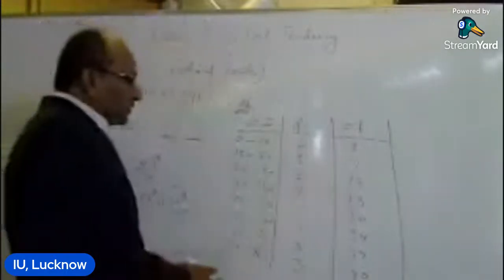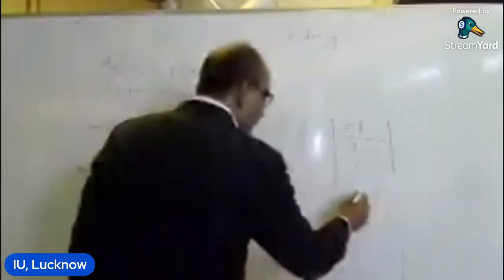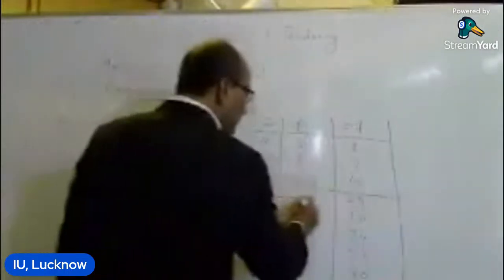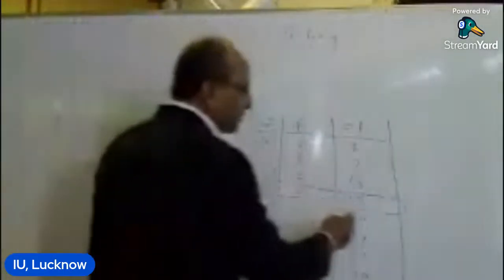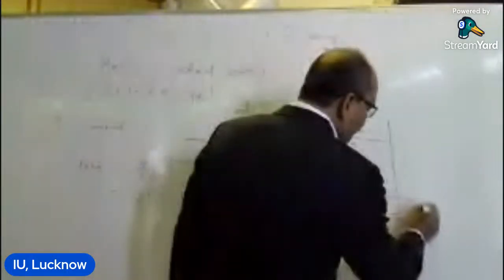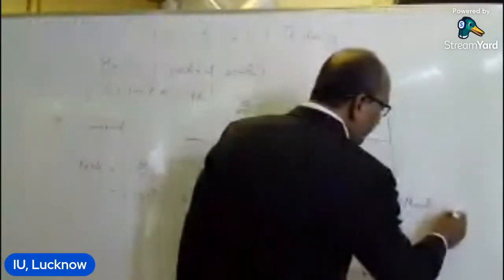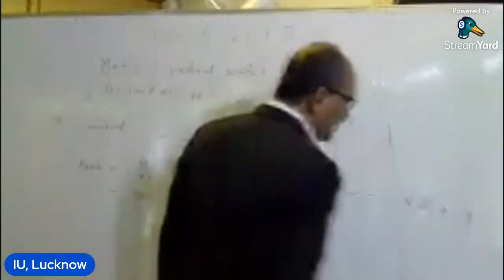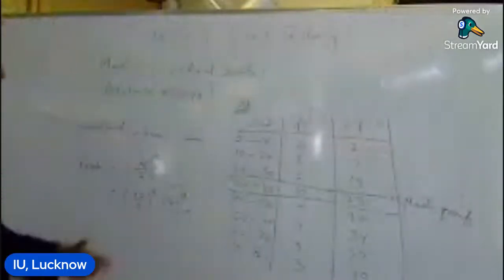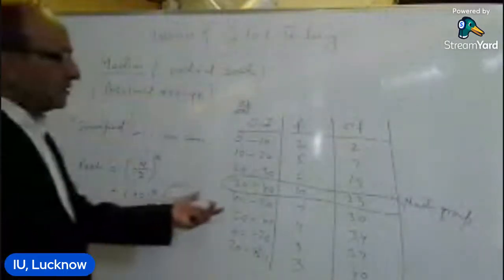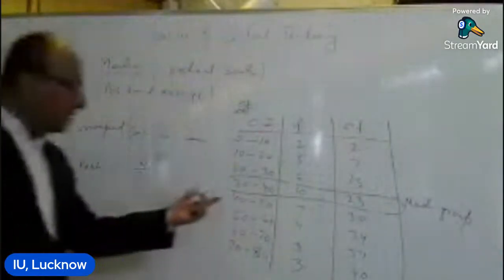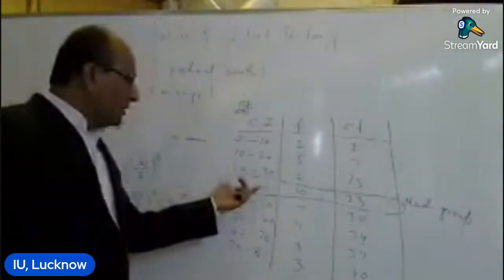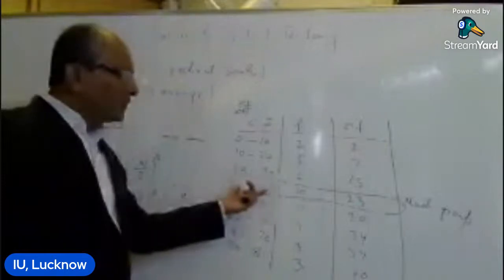So you get this is the position, and this group is called the median group or median class. So by using the position, we find the median class or median group. It means the value of the median will lie between 30 to 40, this class interval.